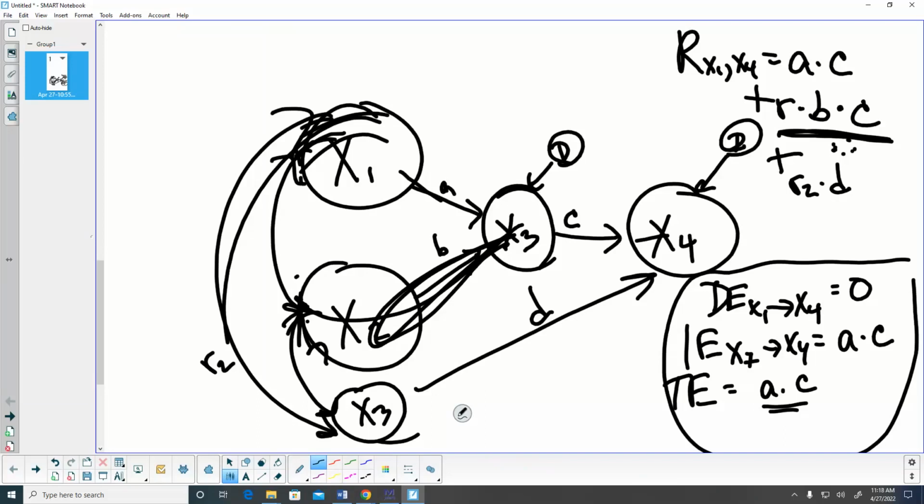But you cannot go to the same variable twice. So you cannot go from x3 to x2 to x1 to x3 again to go to x4.